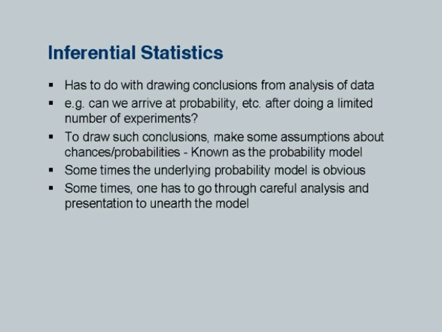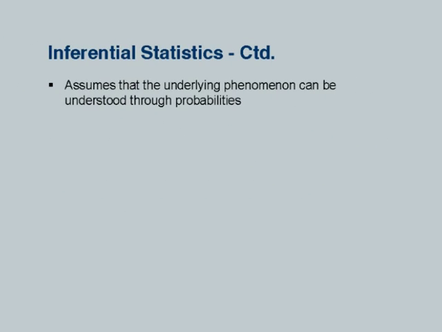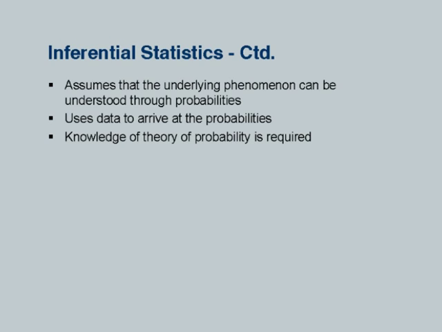In the next class, I'm going to talk about a case study on gambling, okay? It's a real story. I'll talk about it in the next class, and we will see at that time, you'll have to recall this, how something like this is actually useful. As I mentioned earlier, all of the things that you saw in the previous slide assume that the underlying phenomenon can be understood through probabilities, and it uses data to arrive at the probabilities, because you don't have the model, all that you have is data. You have to construct the model out of the data. And obviously, to construct such models, a knowledge of probability is required. Is that okay?